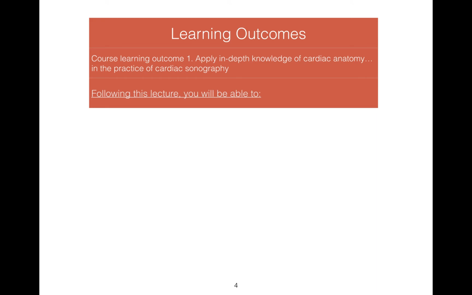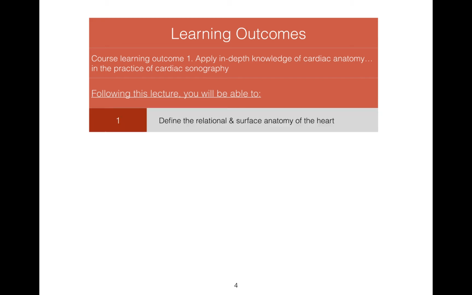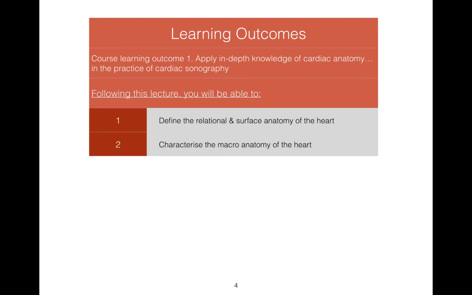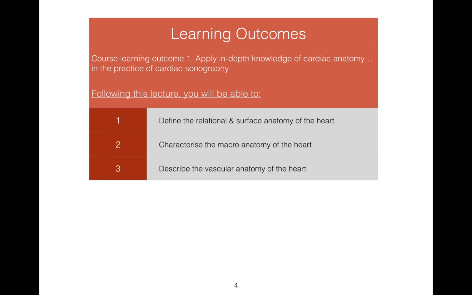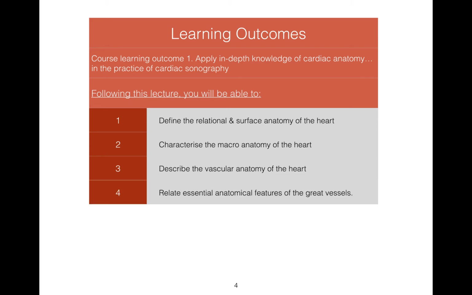Following this lecture, the learning outcomes specific to this lecture are that you will be able to define the relational and surface anatomy of the heart, characterize the macro anatomy of the heart, describe the vascular anatomy of the heart, and relate essential anatomical features of the great vessels.